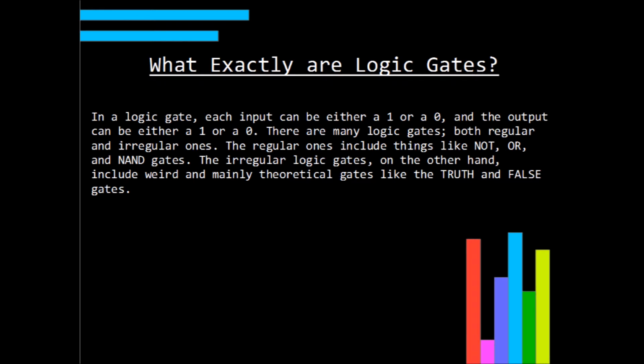So this whole thing kind of works in base 2. There are many logic gates, both regular and irregular ones. The regular logic gates include things like the NOT gate, the OR gate, and the NAND gates. The irregular logic gates, on the other hand, include weird things like truth gates or false gates. They're mainly theoretical. A few of them exist. They're just not particularly useful, and you usually create them by accident in real life. You wouldn't use them too often.